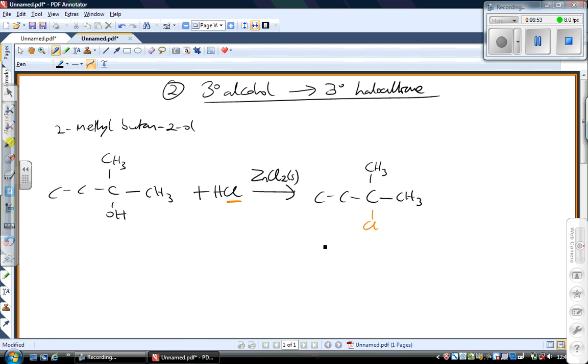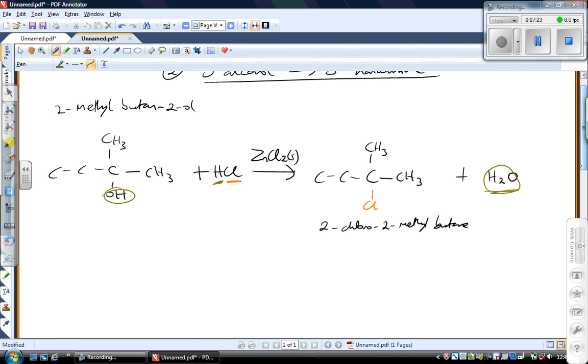So this would be 2-chloro-2-methylbutane. So 2-chloro-2-methylbutane, plus you get a small byproduct here, which is water. And the water is being formed from the leftover atoms there, which would be the hydrogen from HCl, and then the OH group, which was substituted. So that's where that comes from. So this is nucleophilic substitution on a tertiary alcohol to give you a tertiary haloalkane.